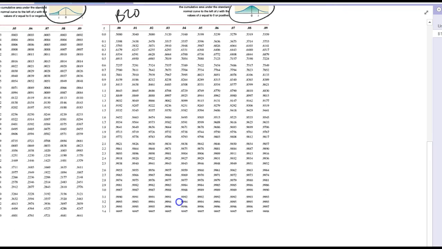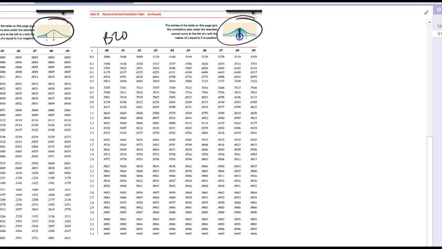With the positives, you want to be careful because if you're looking at the area between two values, you want to make sure you understand that the probability of a point being to the left of 0 is 0.5. So if you wanted something between 0 and z, you'd have to subtract 0.5. And that's kind of what it's saying there.